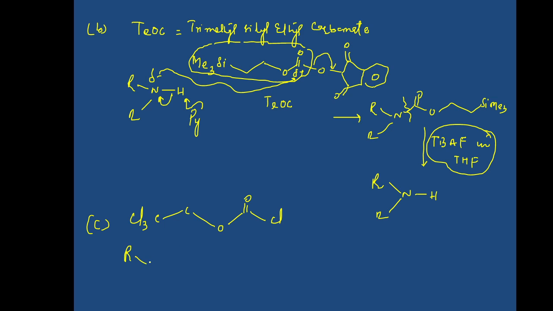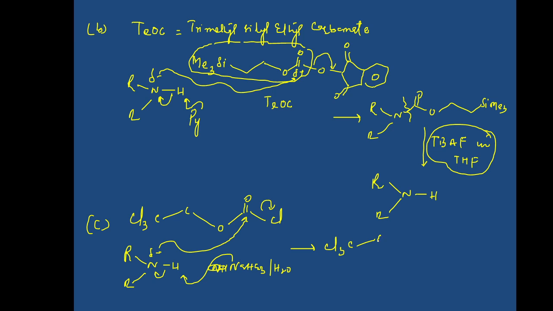So again we have a primary amine or a secondary amine whose nitrogen atom I want to protect. I have to use a base. Over here I can use a mild base like sodium bicarbonate, or even water. Once this base is used, it abstracts a proton and we get a negative charge over here. This negative charge attacks this carbonyl group and this leaves. So we can get Cl3C.